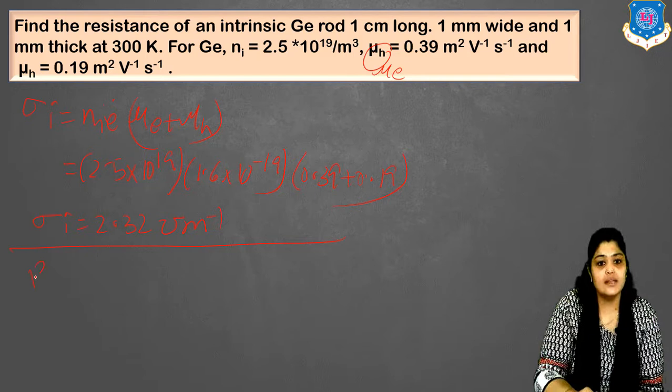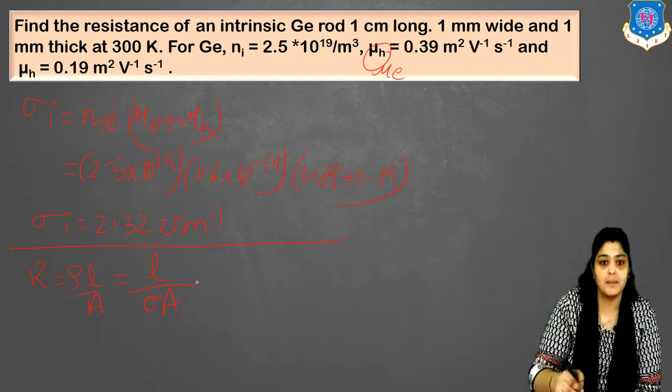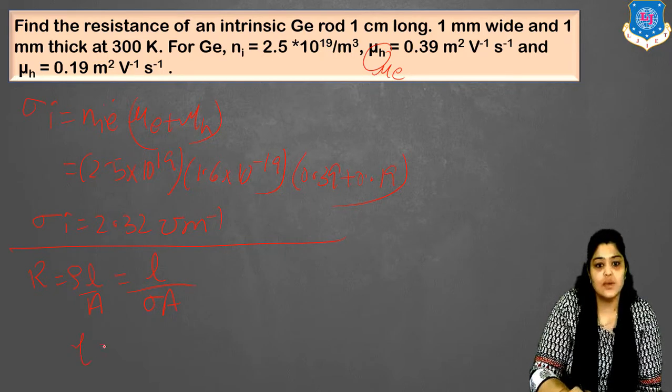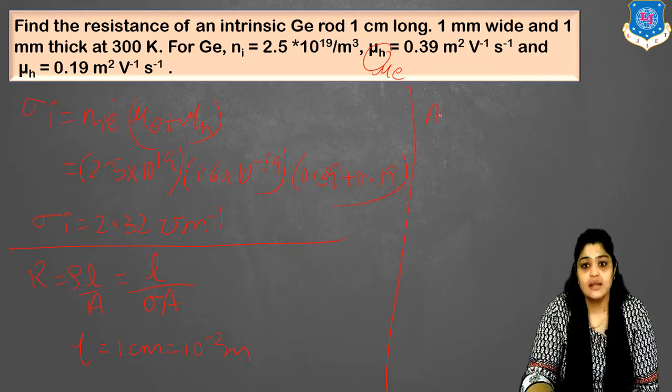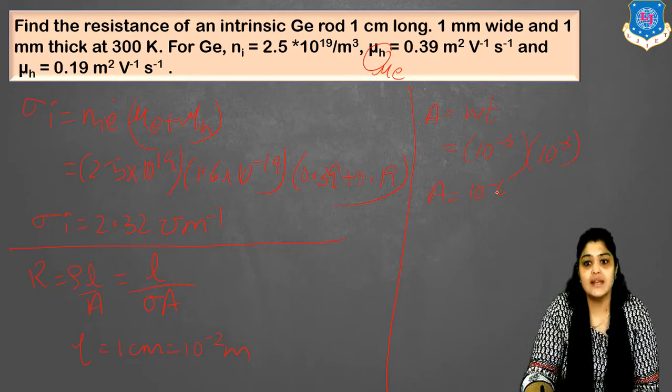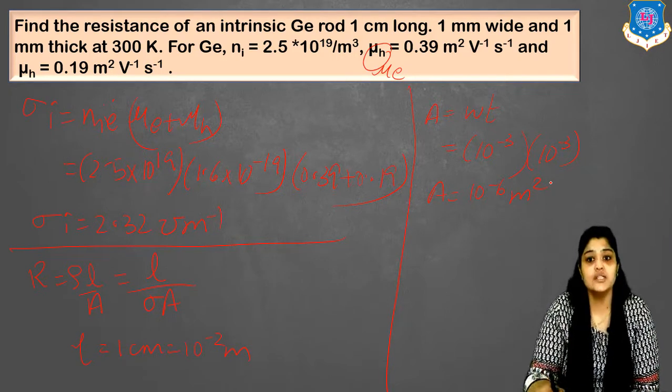Now I know that R is equal to rho into L by A, or I can say it is L upon sigma A, because I know rho is equal to 1 upon sigma. Now what is L given here? L is equal to 1 centimeter, that is 10 raised to minus 2 meters. Also area is equal to width into thickness, so that is 10 raised to minus 3, because 1 mm is 10 raised to minus 3, into 10 raised to minus 3. So A is 10 raised to minus 6 meters square. Please do the conversions properly.